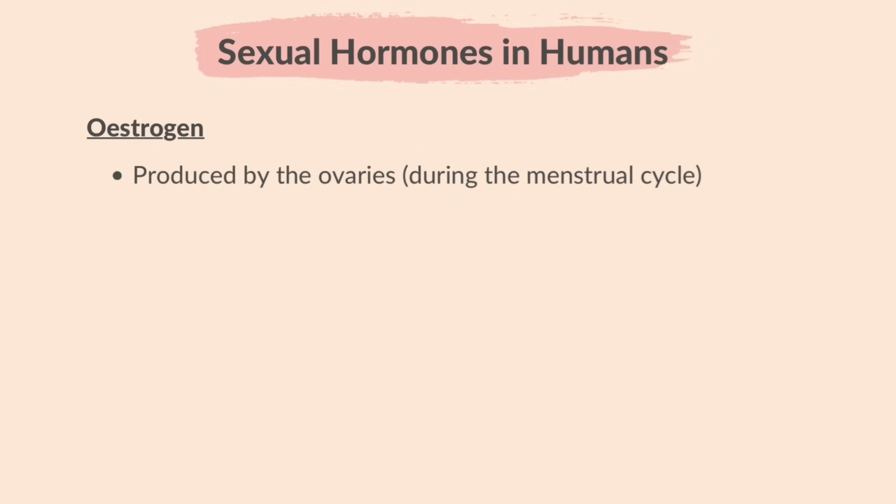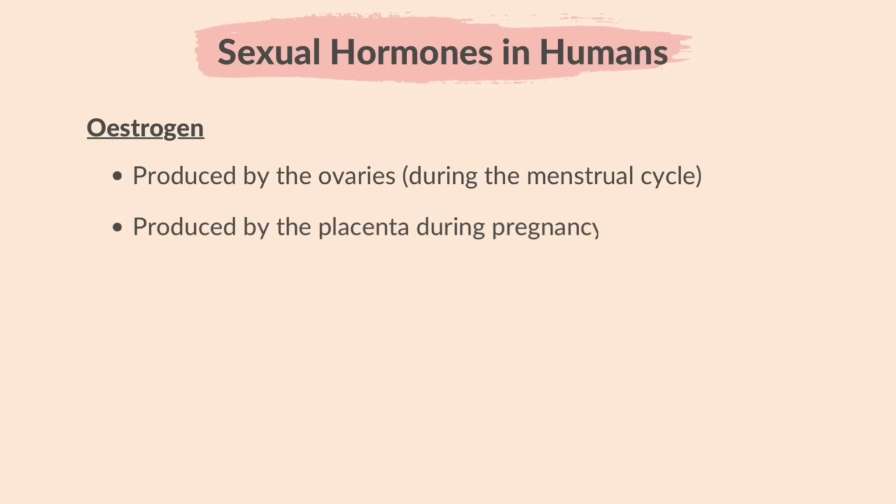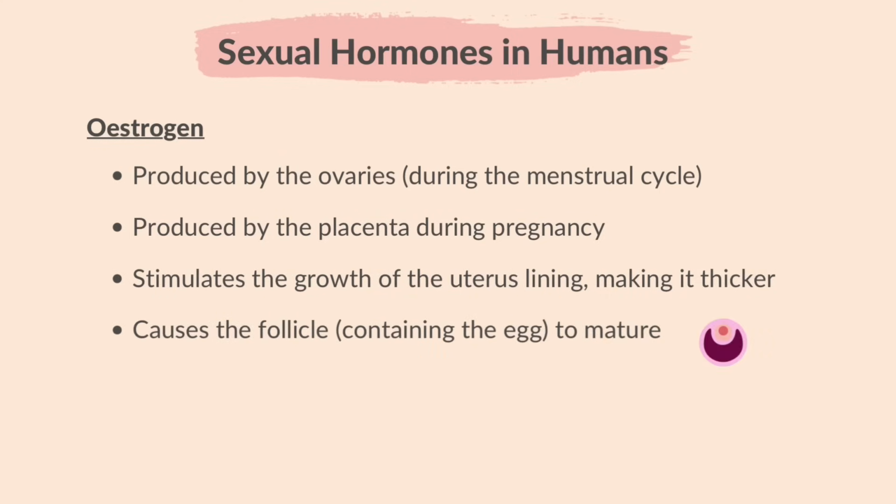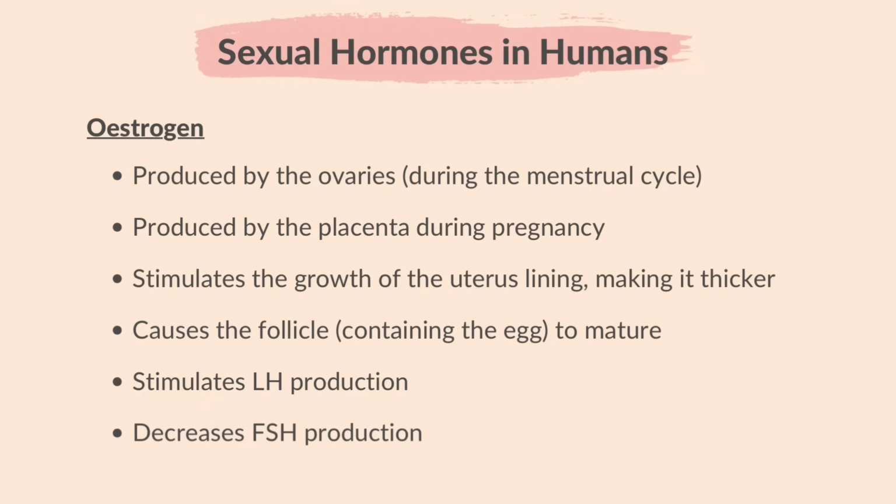Estrogen is produced by the ovaries during the menstrual cycle. It is produced by the placenta during pregnancy. It stimulates the growth of the uterus lining, making it thicker. It causes the follicle containing the egg to mature in preparation for ovulation. It stimulates LH production and it decreases FSH production.